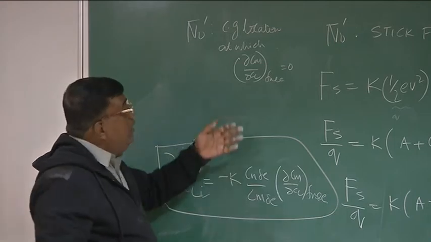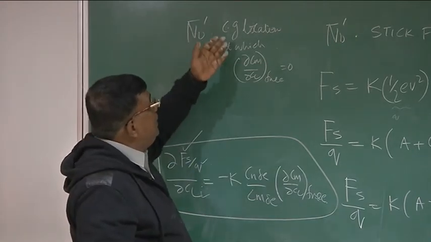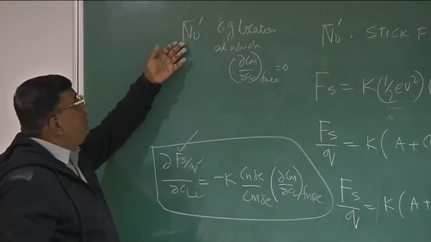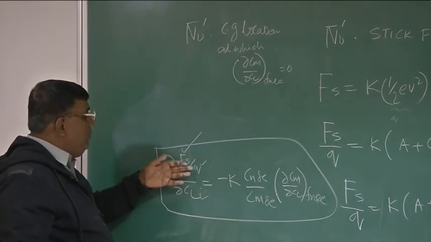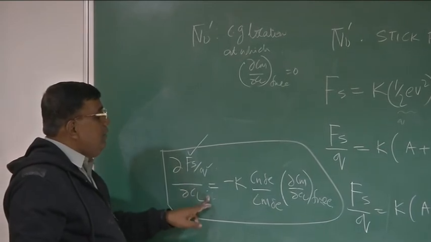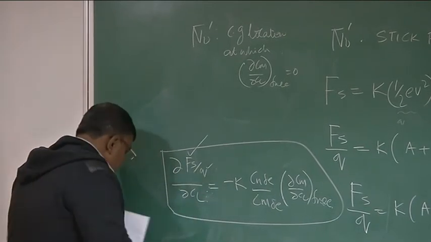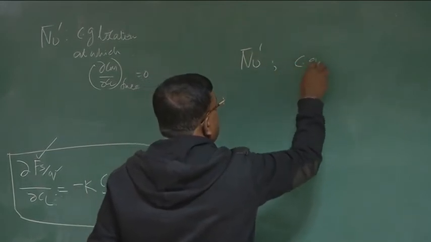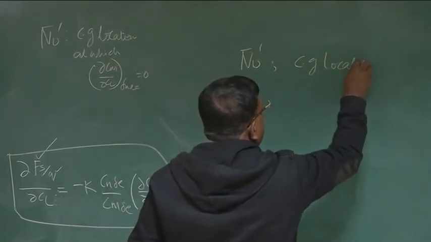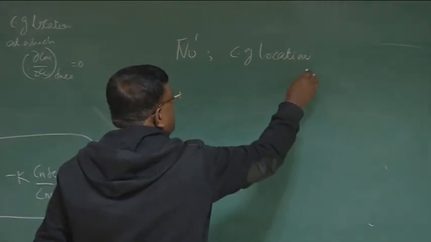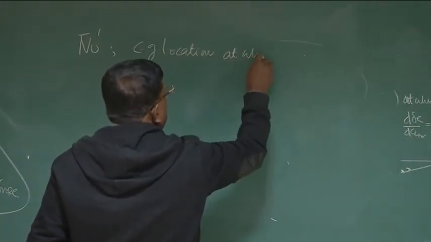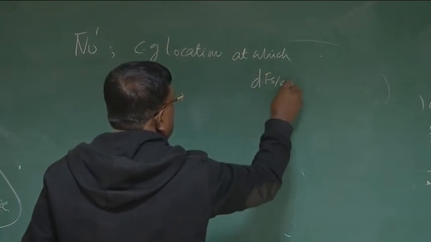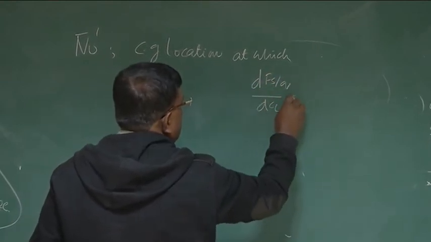Like here for N naught prime, it is the CG location at which dCm by dCl free is 0, which means N naught prime is the CG location at which d(Fs by Q) by dCl is 0, as far as the experiment is concerned. So to find N naught prime, for experimental purpose, it is the CG location at which d(Fs by Q) by dCl is 0.